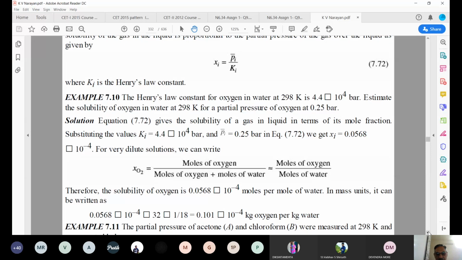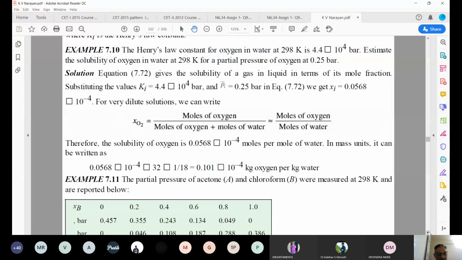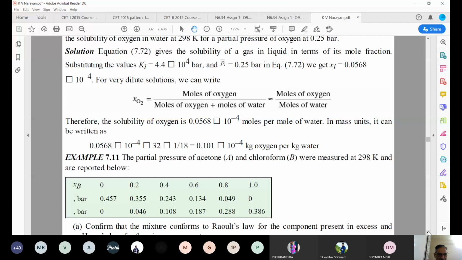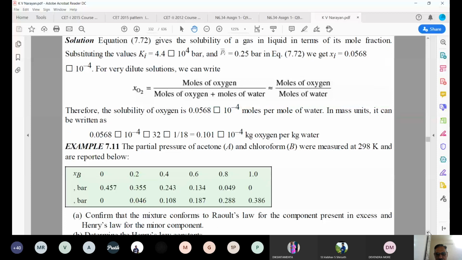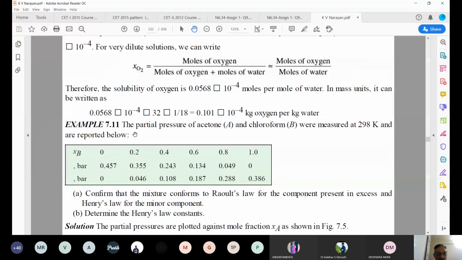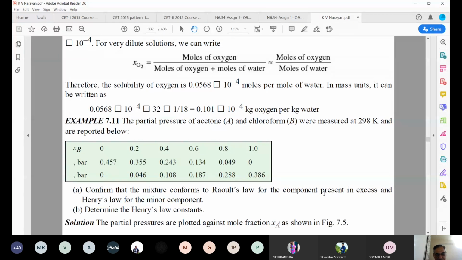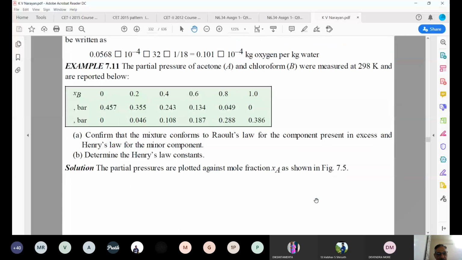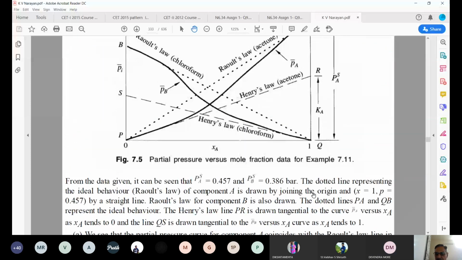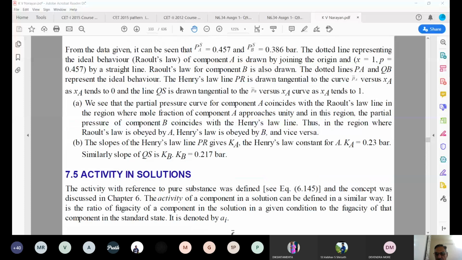Okay, so next example we are going to look at 7.11. ये हमने कल देखा था कि कल? I think we saw this yesterday. Partial pressure of acetone and chloroform. ठीक है, देखते हैं फिर से. The partial pressure of acetone and chloroform were measured at 298 Kelvin and are reported below. Right? This is PA bar, this PB bar. I think we have done this before. किया क्या? हाँ सर, किया था. ये किया था ना? We have done this before. हाँ, ये किया था हमने कल. Okay. So next problem we'll see is 7.12.